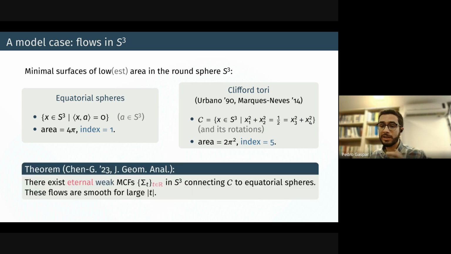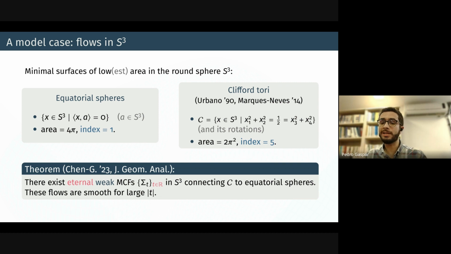But our result in this paper that we published this year is that you can join these lowest area minimal surfaces in S3 by a weak solution to the mean curvature flow, that is a Brakke flow, that's defined for all times. So it's what we call an eternal flow, that converges as t goes to minus infinity to a Clifford torus, and as t goes to plus infinity to some equatorial sphere.